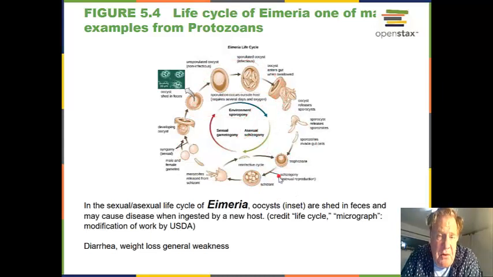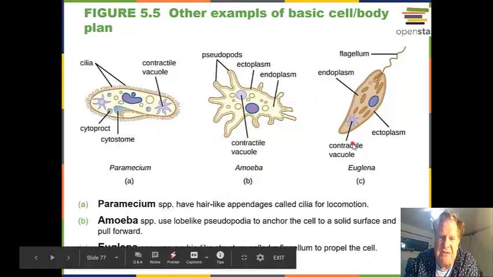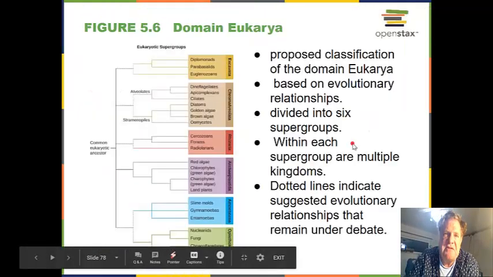These may be really difficult to treat in something like human beings, but if we can get rid of one of these other stages in their life, like by reducing mosquitoes, we can greatly reduce the number of organisms that are there. Some of the basic cell body plans are ciliates, like the paramecium, amoebas with amoeboid movement, and euglena, with this particular flagellated structure. The paramecium, amoeba, and euglena are typical organisms that you should know.